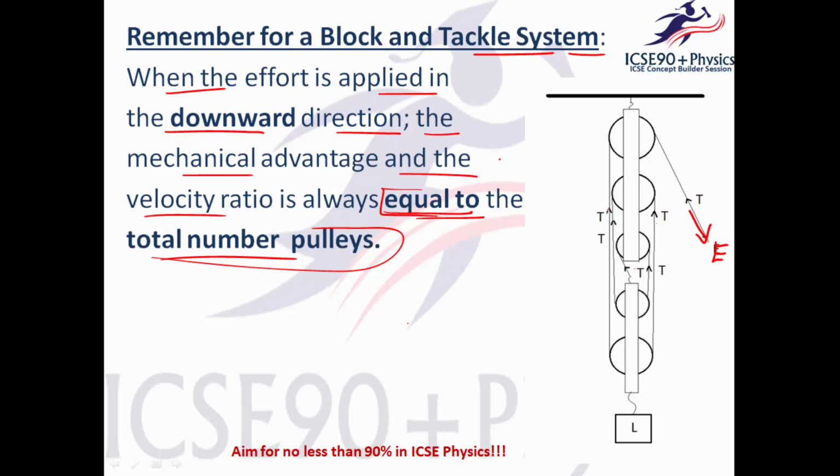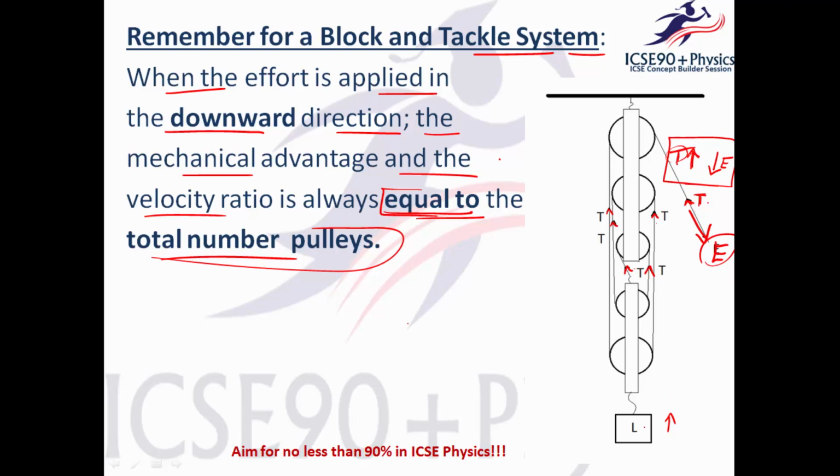If you count the total number of portions of the string, that means 1, 2, 3, 4, 5 and 6. Notice that for the 6th portion of the string over here, the tension T which acts upwards is being countered, or nullified, by the effort E which acts vertically downwards. This tension T in the last segment of the string does not help in lifting up the load L in the upward direction. Why? Because it is being nullified by the effort E.